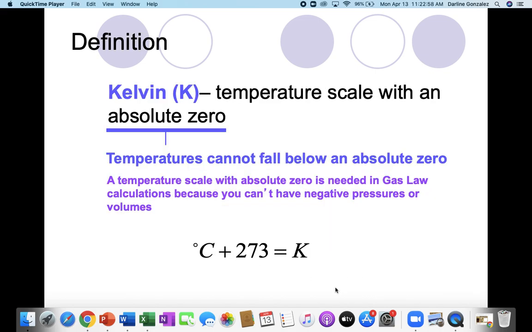Temperature as well is another form of measurement that we're going to be seeing. A unit for temperature that we use here is Kelvin. Why do we use Kelvin? Well, Kelvin has something that we call an absolute zero, meaning nothing falls below zero on the Kelvin scale. That's why a lot of chemists and physicists use Kelvin when they measure temperature. We need this because in gas law calculations, we can never have negative pressure or negative volumes. As you know, we can't have a negative volume of something, and we can't have a negative pressure of something. That's why Kelvin is used instead.